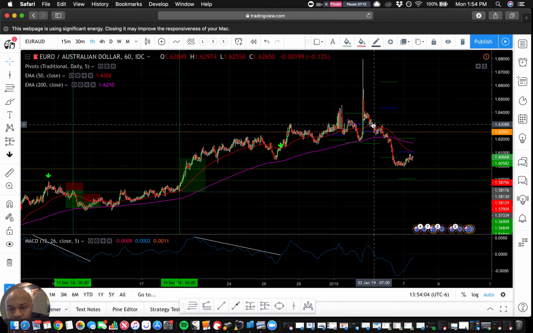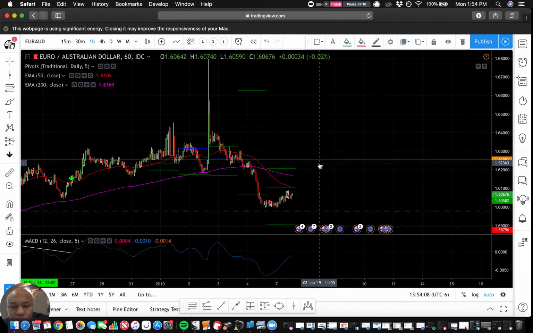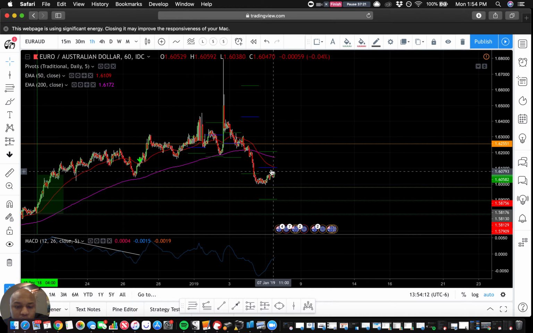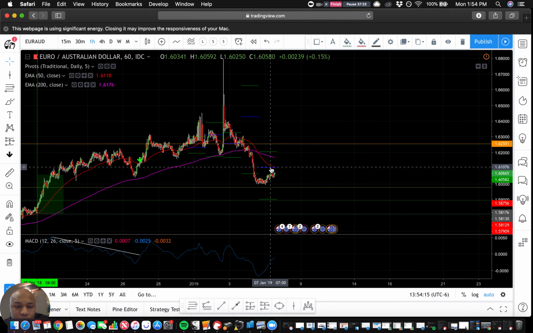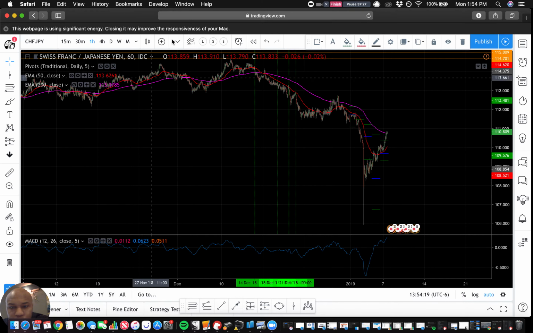Although it doesn't coincide with how I like to take my entries, it's something that I'm going to be paying attention to, looking for those opportunities. Don't know if there's going to be a pivot here, but yeah, you want to take this. You want to take that down. That's a beautiful trade, man.